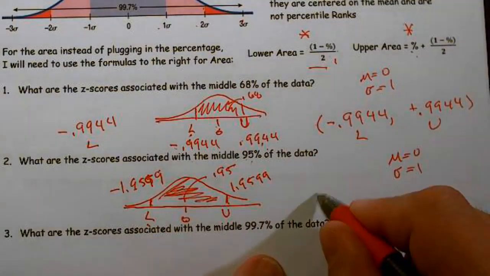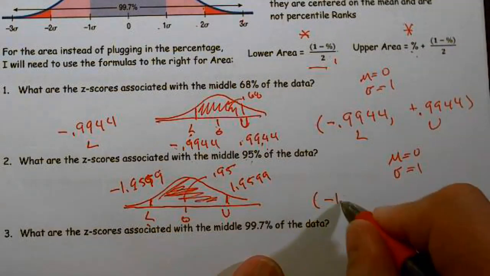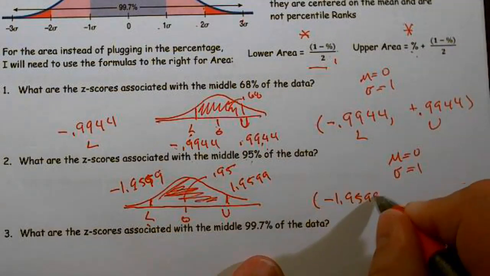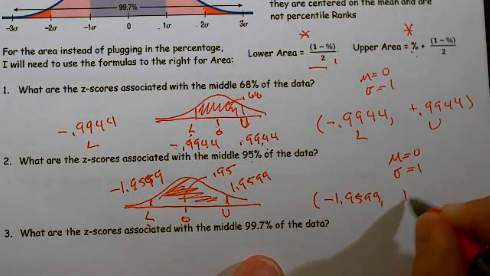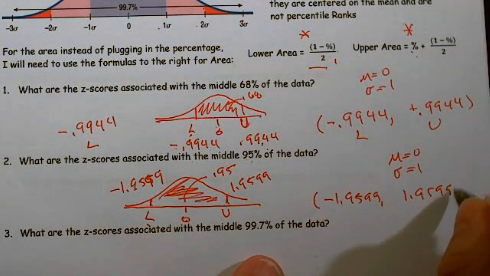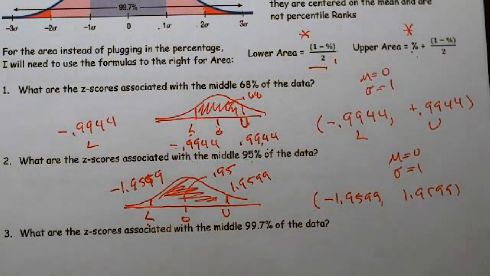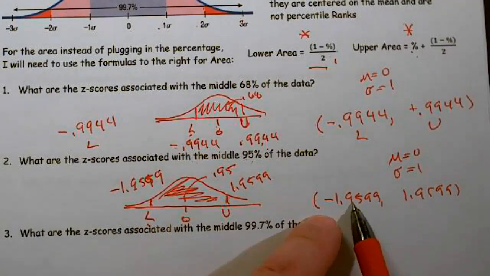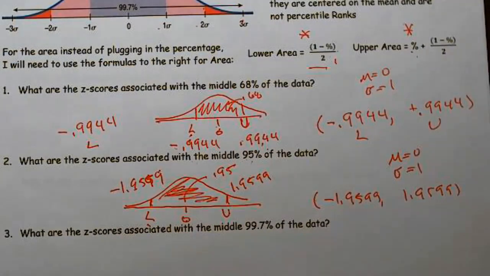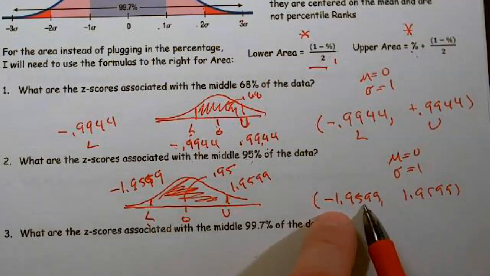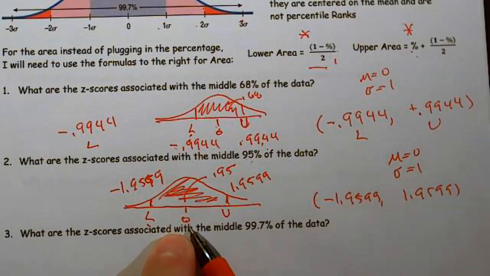So writing my answer, I end up with negative 1.9599 and positive 1.9599. Now, you've noticed on both of these that one's negative and one's positive, but they're otherwise the same number. Why is that? It's because the normal curve is symmetric. And this will only be true that we get the symmetric values if we're centered on 0.